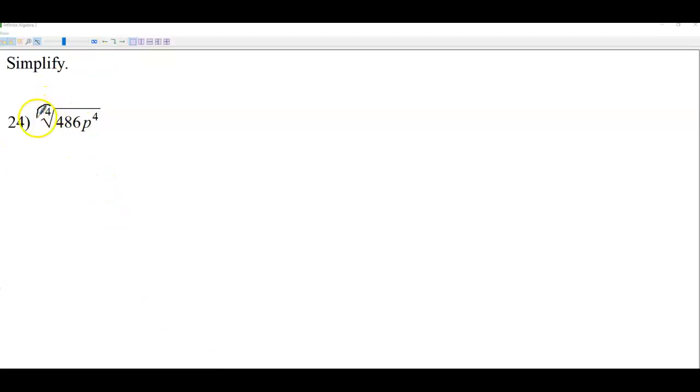We're looking at trying to find a fourth root of this number here. So it's like a square root. It's just that instead of looking for pairs of numbers, we're looking for groups of 4 numbers that are the same. So the first thing I'm going to do is break the number apart here, 486p to the 4th. First of all, let's split the number away from the variable.